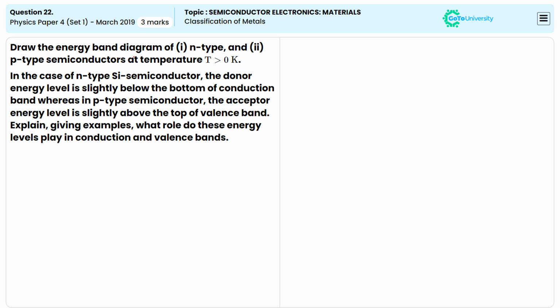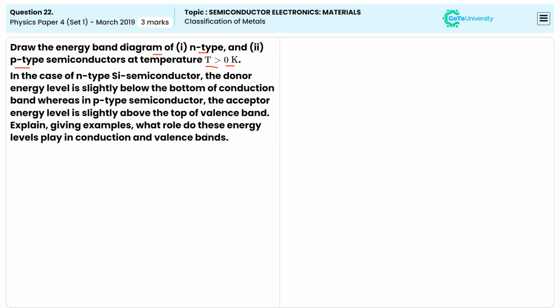Draw the energy band diagram of N-type and P-type semiconductors at a temperature T greater than 0 Kelvin. In the case of N-type semiconductor, the donor energy level is slightly below the bottom of the conduction band, whereas in P-type semiconductor, the acceptor energy level is slightly above the top of the valence band. Explain, giving example. What role do these energy levels play in conduction and valence bands?